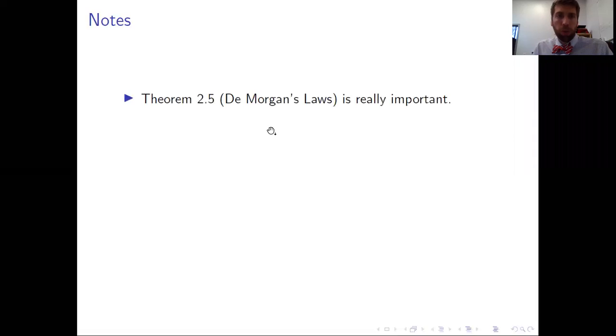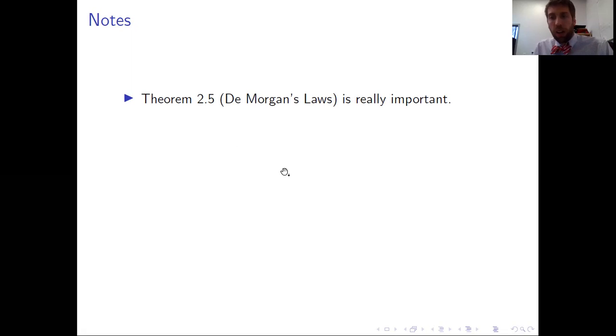Some notes I want you to think about as you read this section: Theorem 2.5, De Morgan's laws, is really important. I'm going to refer to it as De Morgan's laws from now on. Try to remember that and use it. Try to understand what it means, because we're going to use it a lot in this class. De Morgan's laws just come up again and again.